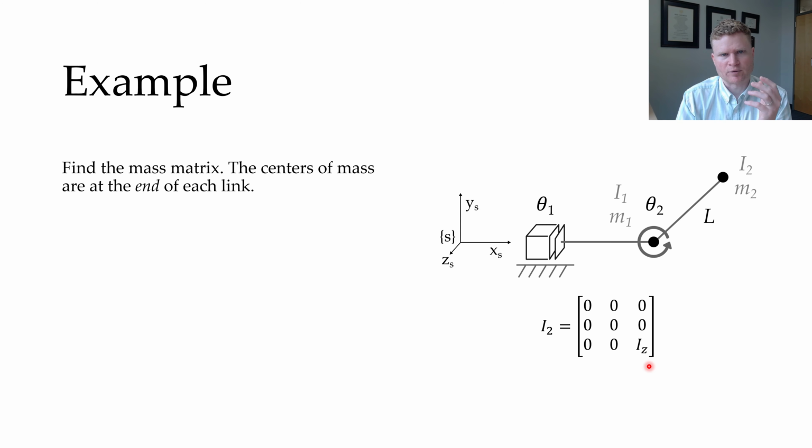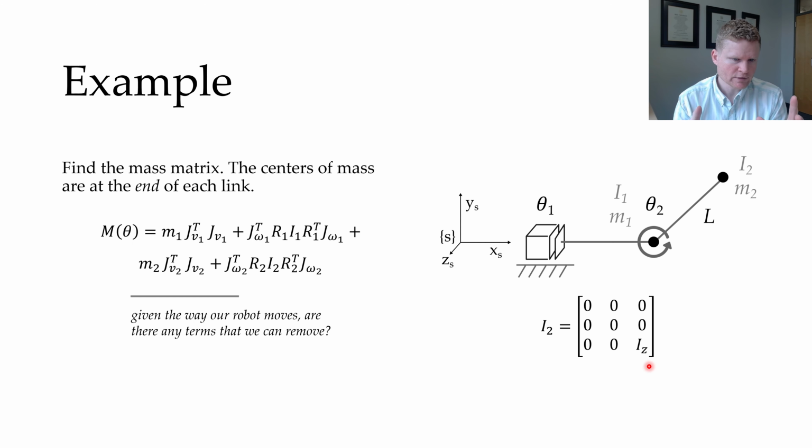All right, so this is our problem setting. Now let's try to find the mass matrix. Here's the equation, and I've just spelled out the equation from before, but for a robot with 2 links, so i goes from 1 to 2. Here are my 2 different terms. Now maybe pause the video and think for a second. Given the way that this robot is moving, are there any of these terms that are going to drop out and that we could remove from this equation?